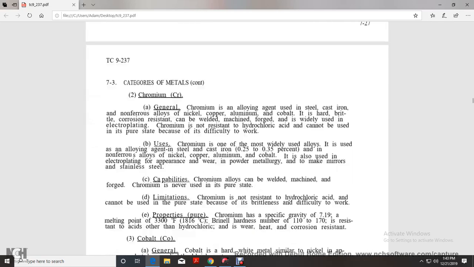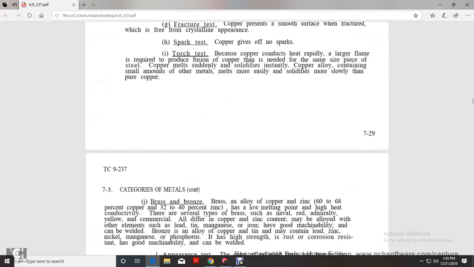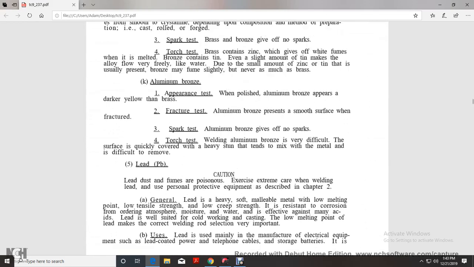Let's see how many more pages we got. All right, we're gonna cut the tape there.